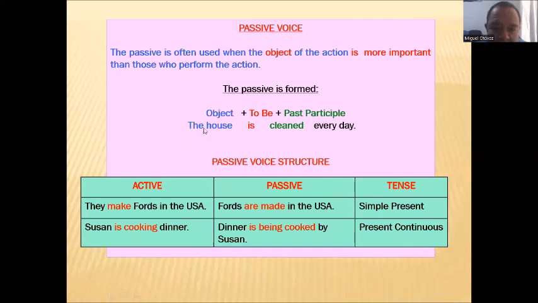For example, the house is cleaned every day. Then remember too that the past participle has regular verbs and irregular verbs. Let's review the tenses that we know in passive voice. Simple present. Forts are made in the USA. And present continuous. Dinner is being cooked by Susan.